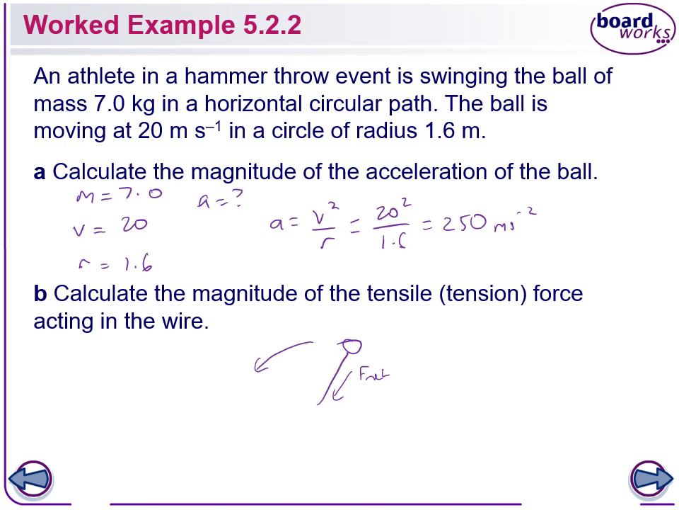Okay? So we can do it the long way. We can look up how to work out the force on something in circular motion, and we can do mv squared on r. We can work it out like that. Or what we can do is just multiply our acceleration by the mass. Okay, it's exactly the same thing. So our mass is 7 times 250, which will be 1750 newtons.